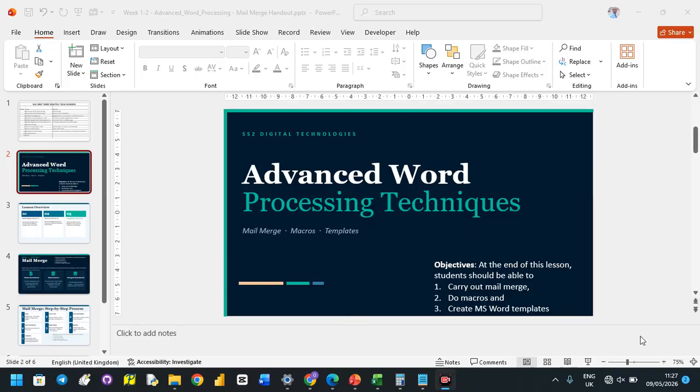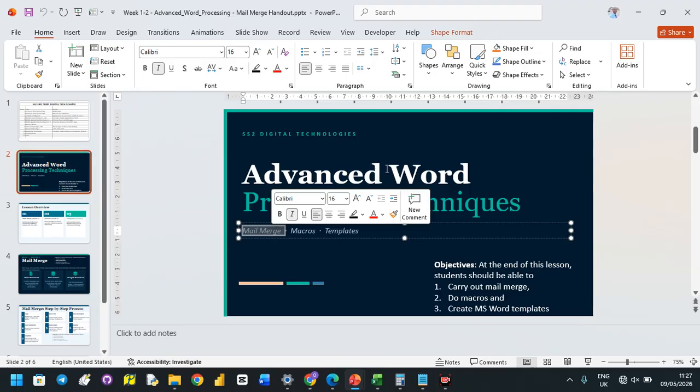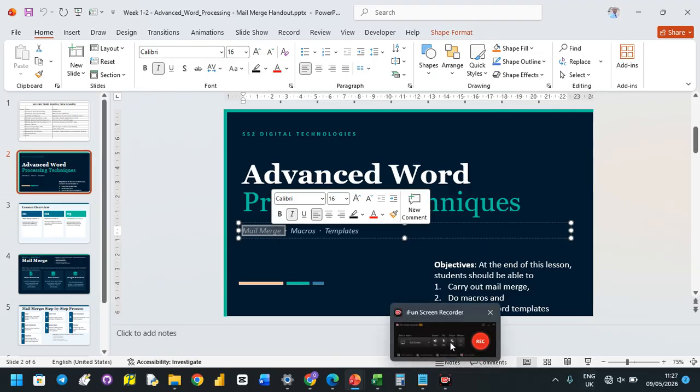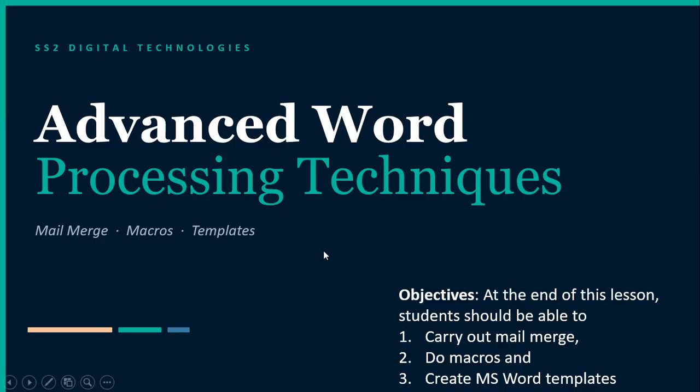Alright, so this week we were to look at mail merge. Mail merge is what we're looking at. Right. So mail merge is one of the features you have in advanced Microsoft Word.